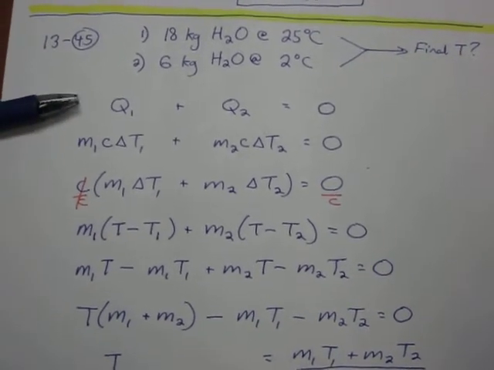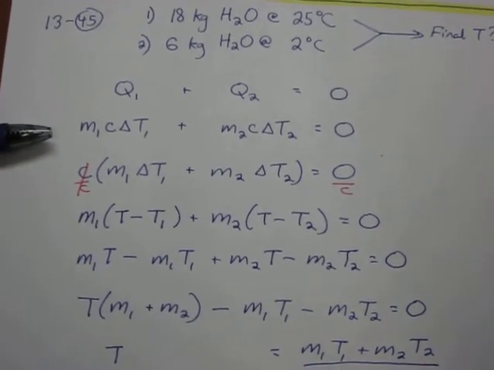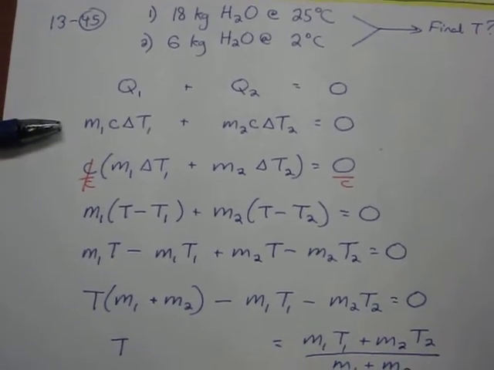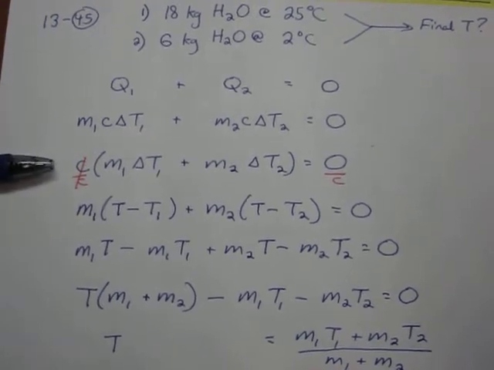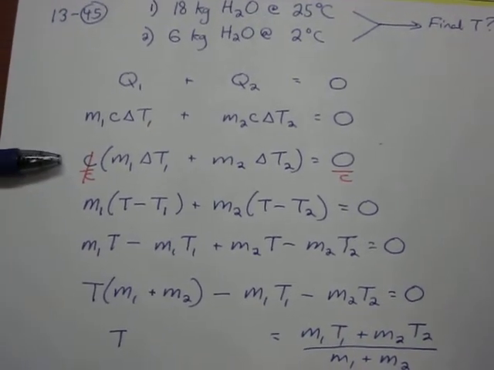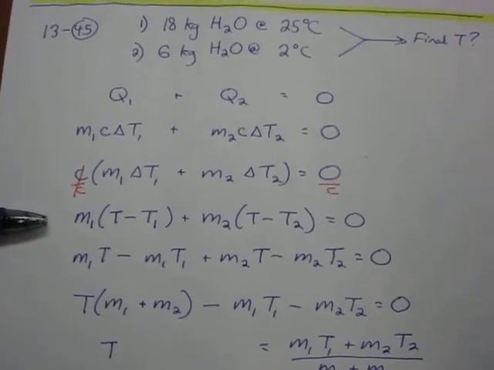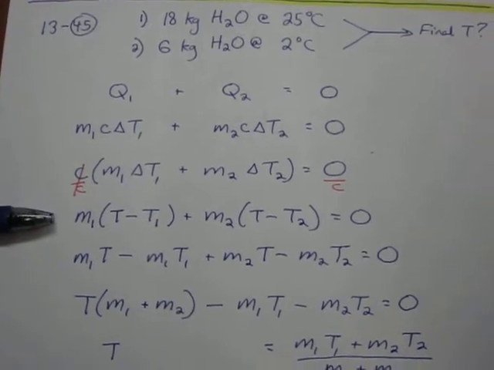So we start with Q1 plus Q2 equals 0, and we make substitutions. Each Q is the mass times C times delta T. I can factor out C and then divide both sides of the equation by C because it's the same. And so now we're left with the mass of 1 times its change in temperature plus the mass of 2 times its change in temperature equals 0.